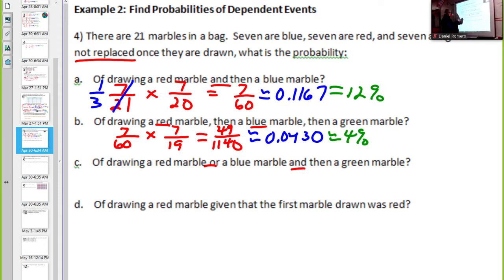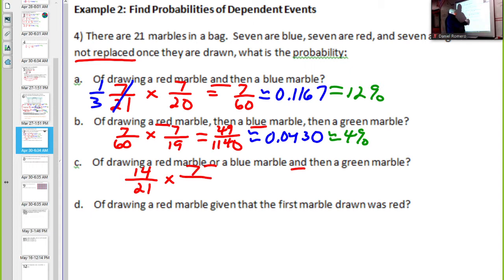So for the first, how many red or blues are there? If it's one or the other. There's 14 that are either red or blue. 14 out of 21 times, assuming that they said no replacement. Okay, now when you go back for the green, how many greens are there? 7 out of how many?